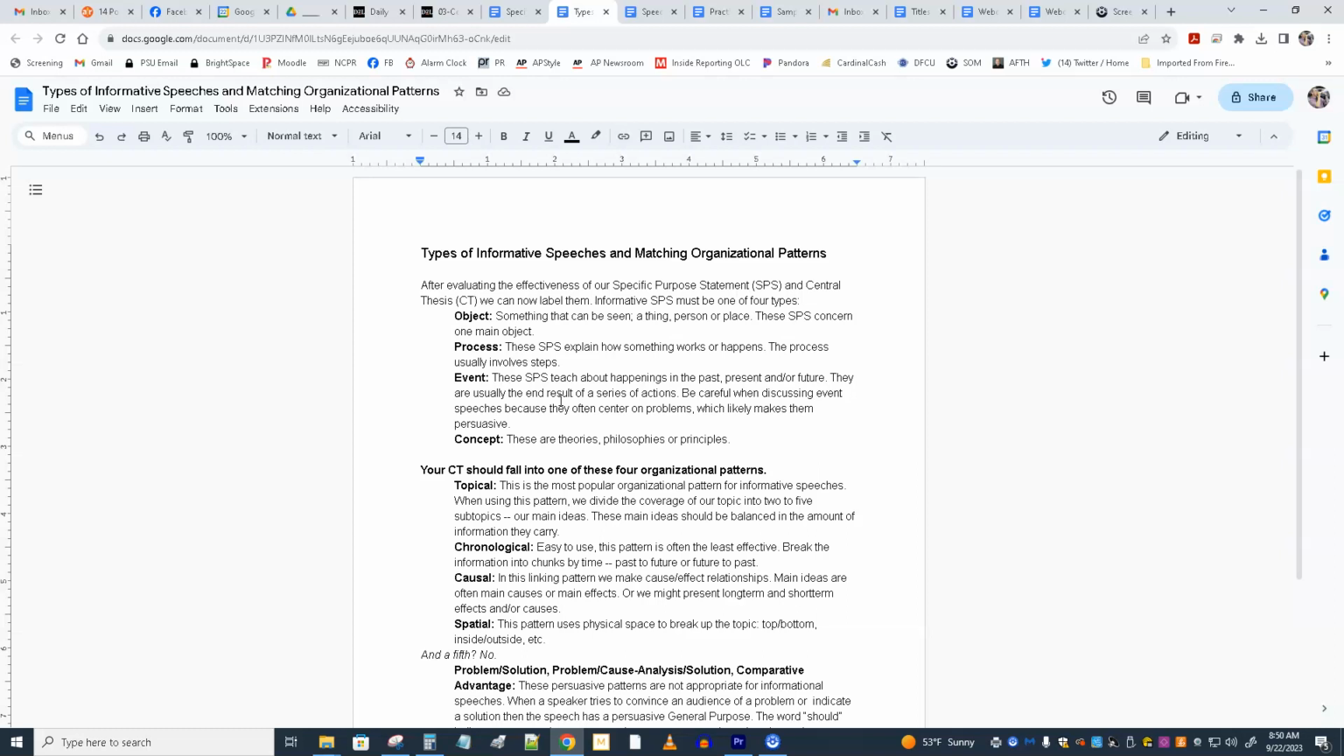Or is it a concept? We can remember these with the initials COPE: concept, object, process, event. It spells COPE, C-O-P-E. So you remember them that way. So that's how we designate the type of your SPS, your specific purpose statement. Your central thesis, though, has an organizational pattern, how the information in it is organized.